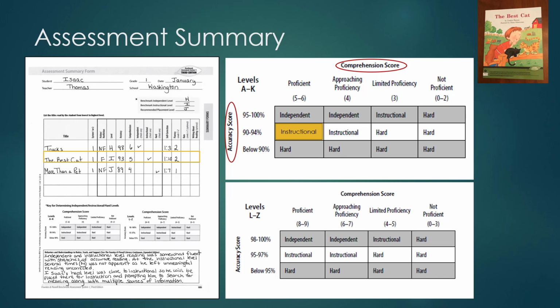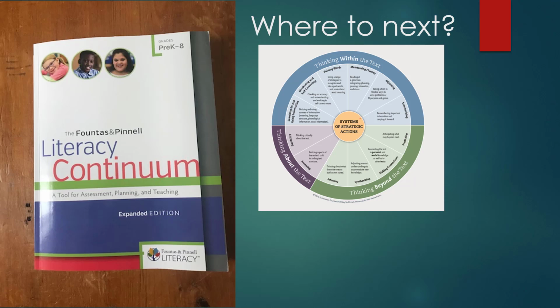There's a similar chart there for text levels L through Z. You'll just note that the accuracy score is much more stringent. So once you gather this information, where to next? Within the kit, there's another resource, the Fountas and Pinnell Literacy Continuum book. And there's lots of information in there on independent reading, whole class reading, shared reading, and a large section on guided reading. And it's all based around this Systems of Strategic Actions diagram, where we're looking at the student's understanding of the text, thinking within the text, beyond the text, and about the text.